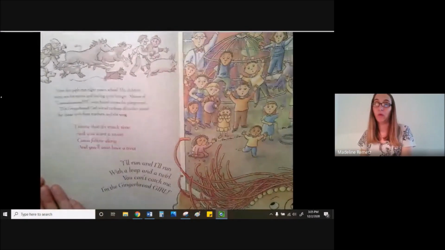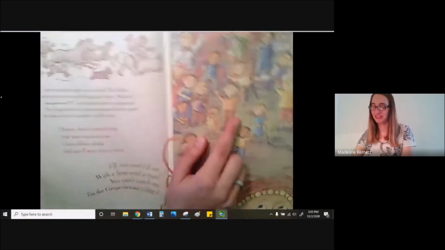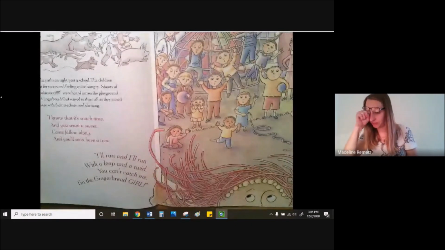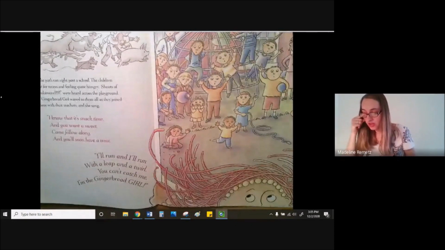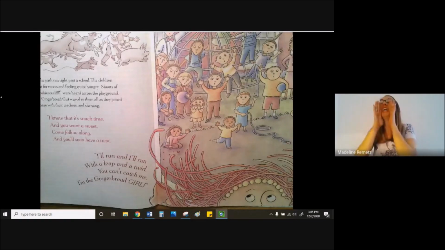Oh, this is where you enter the story. Now, the path ran right past a school. The children were out for recess and feeling quite hungry. Shouts of "cookie!" were heard across the playground.